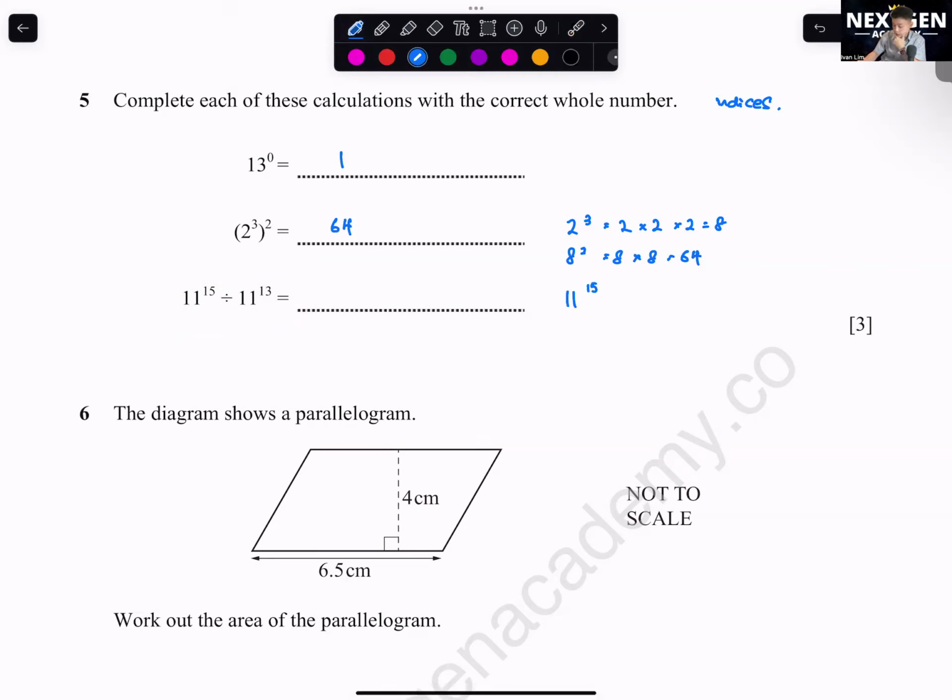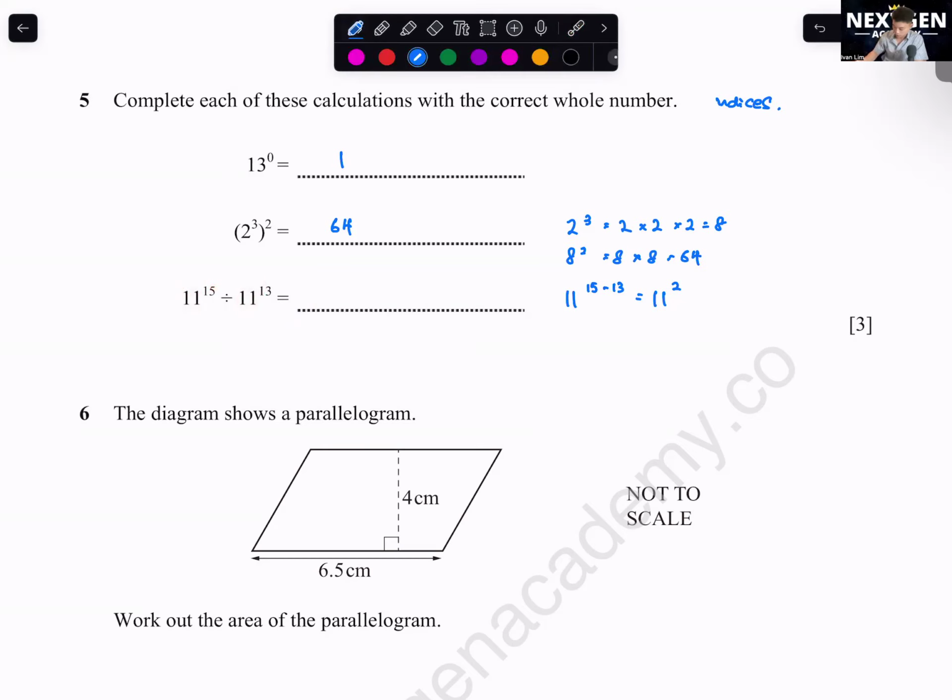So you all got to remember all the rules of indices. If you're not sure, please ask me. This one, same base, then divide. Okay. 11 power 2 is 99. Are you sure? What's 11 to the power of 2?